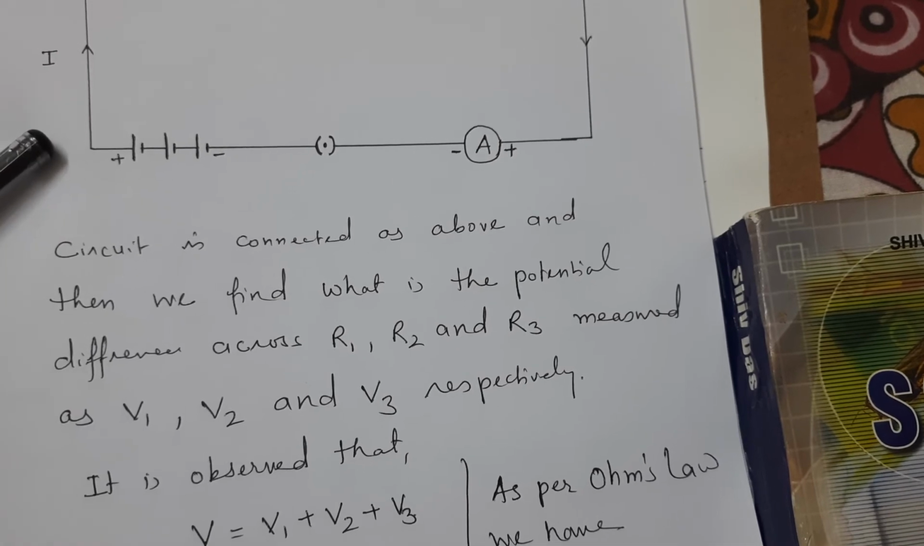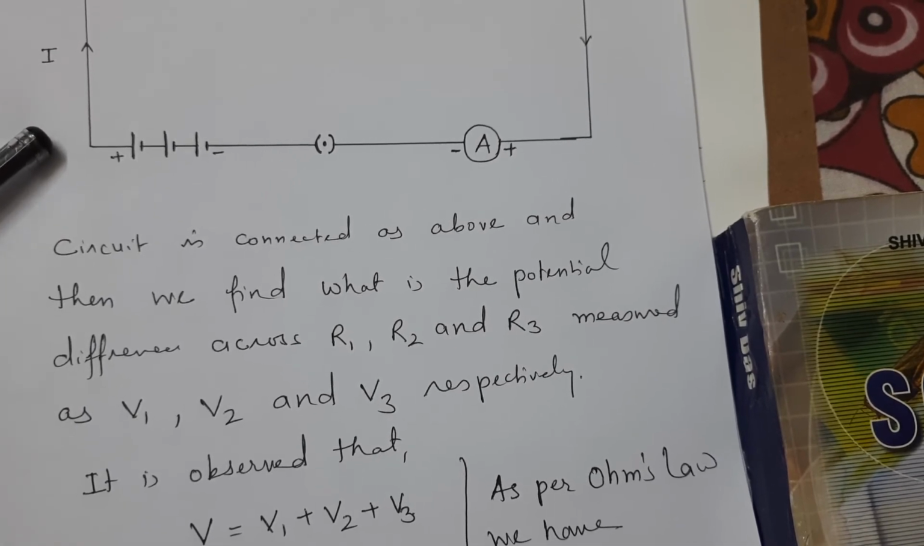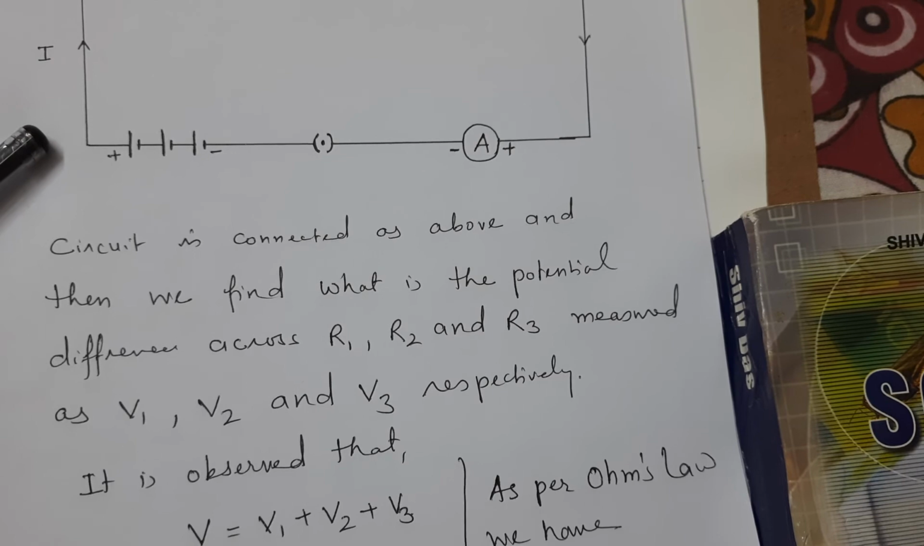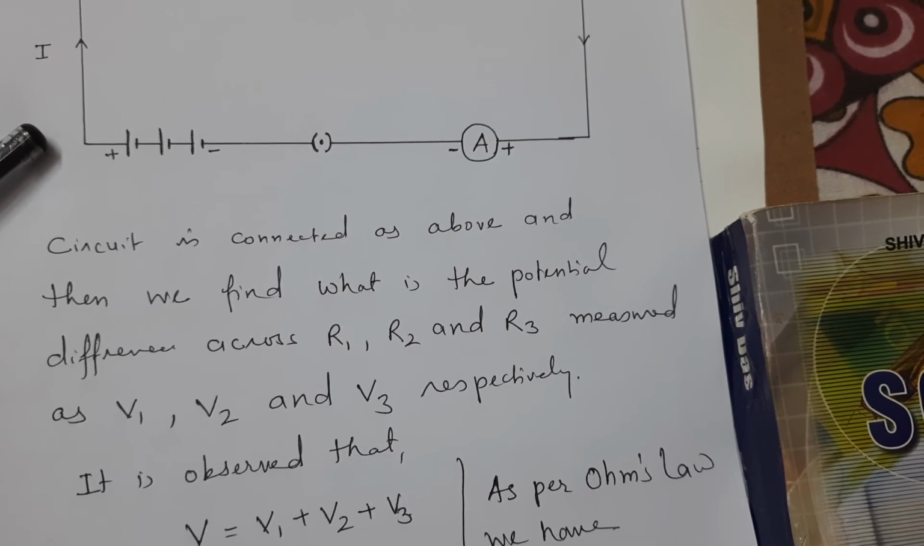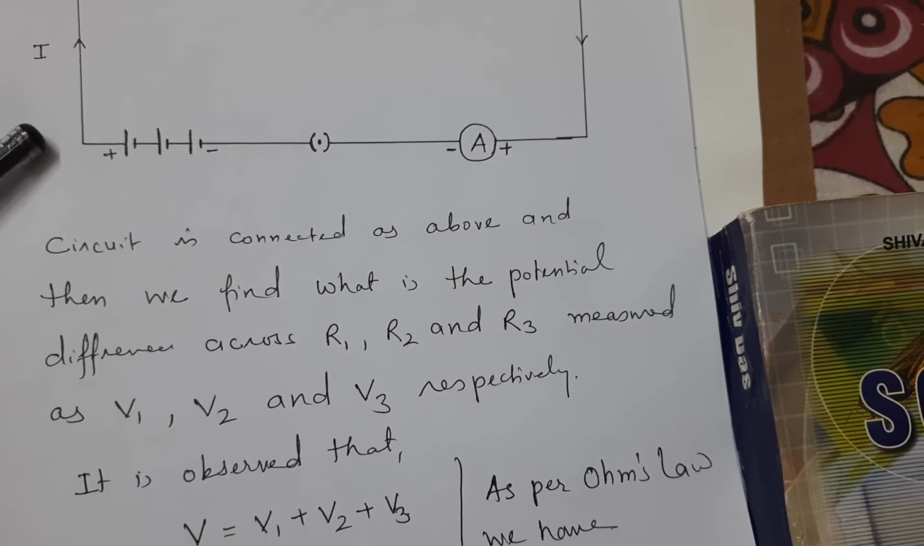So what do we do? We allow the current to pass. Then we find out the potential difference across R1. We will call it V1.